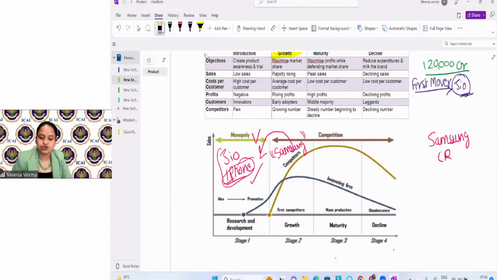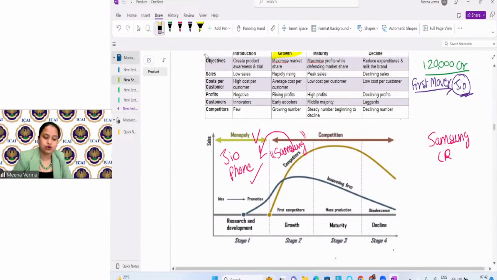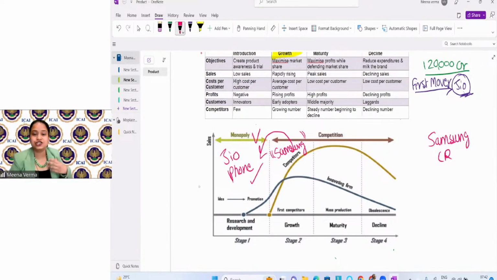See, initially promotion expenses were required because no one knew about the Apple smartphone. Initial expenses like promotion, advertisement, and marketing were required. Then research and development was required in the initial stage. But now what happened when your product became popular? Now everyone knows, oh, it's a new product in the market. Everyone knows about it, right?